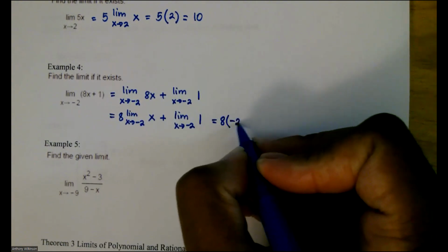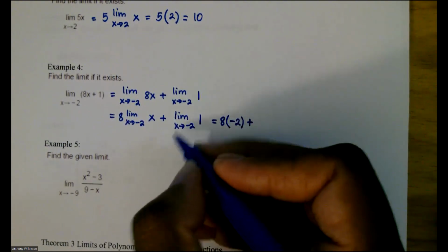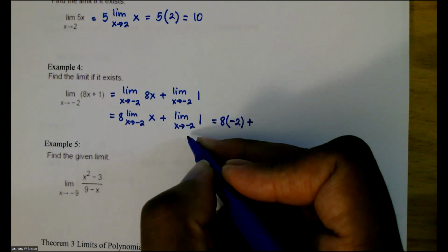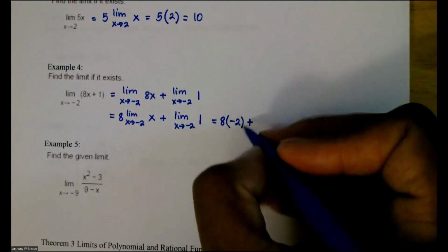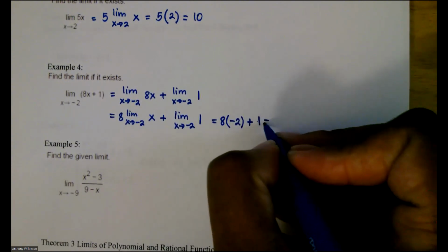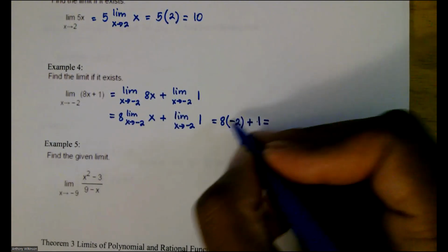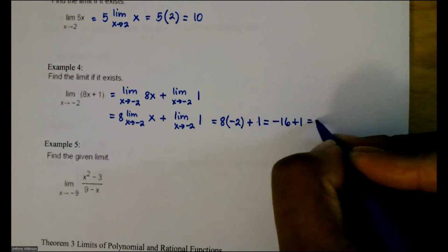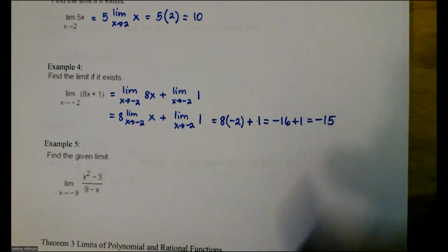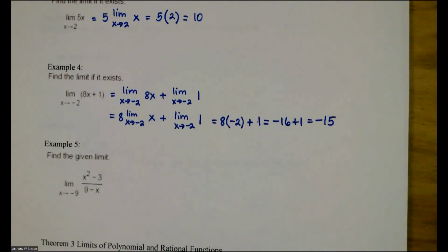So 8 times -2 plus the limit, regardless of what this is, the limit of a constant is that constant. So the limit as x approaches -2 of 1 would just be 1. And then 8 times -2 will be -16. -16 plus 1 will be -15. So the limit as x approaches -2 of 8x plus 1 ends up being -15.